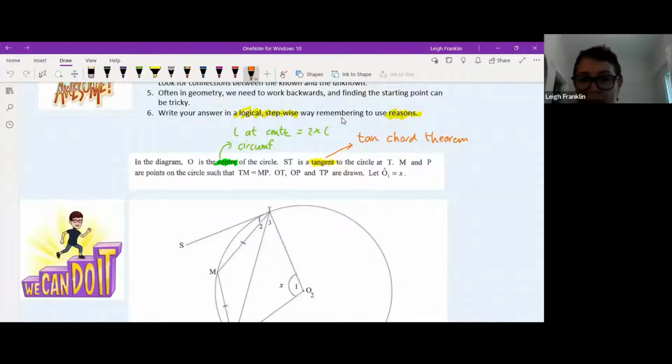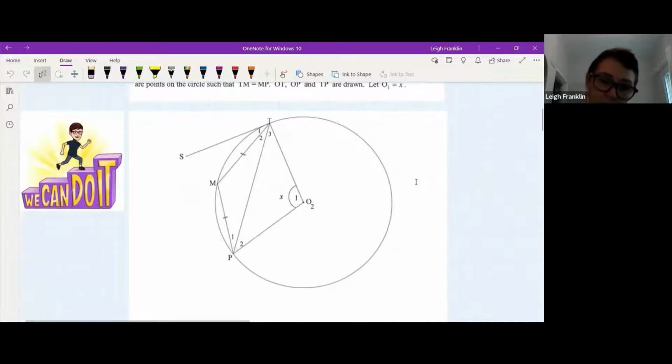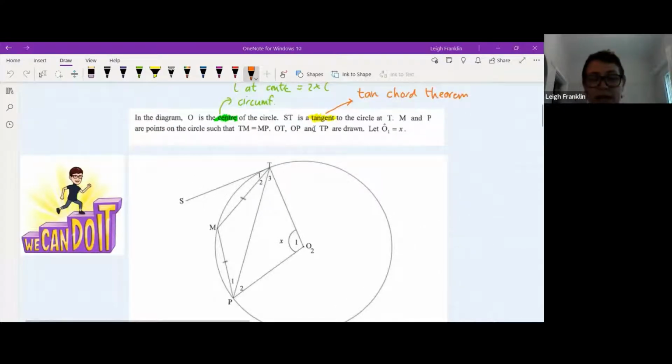Reading on, they tell us that T, M, and P are points on the circle such that TM equals MP. And we have a look at the diagram and we can see that they've marked that all for us, so we don't need to do that. And we're happy about that. Then they tell us that OT, OP, and TP are drawn. And the last thing that they tell us is that O1 is equal to X.